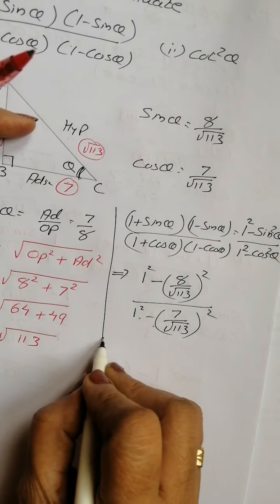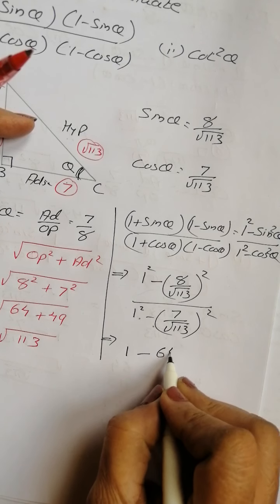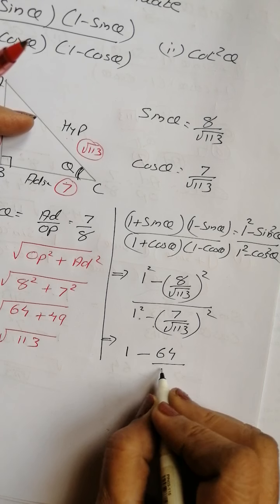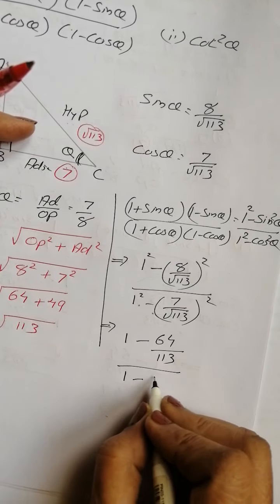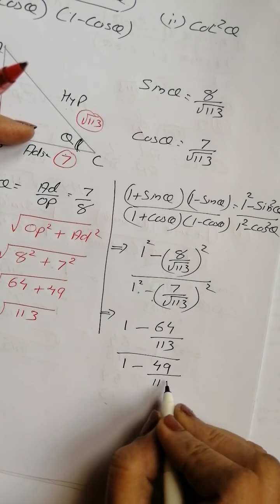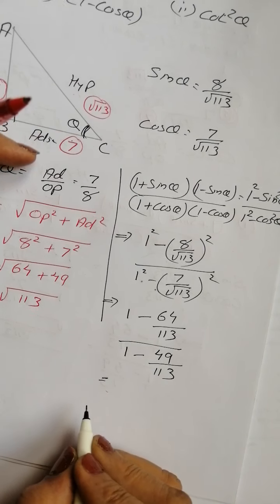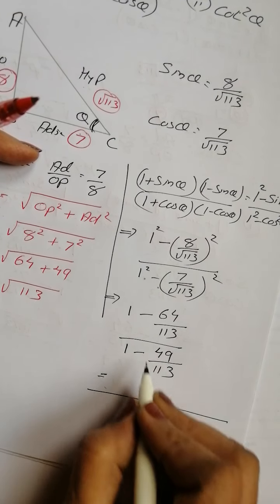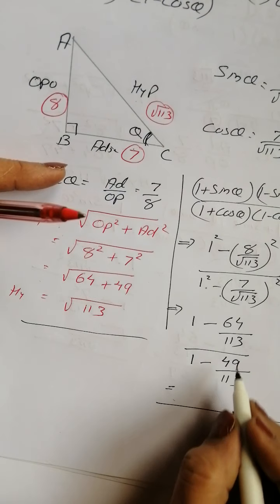Now open the square part. 1 square is 1, and 8 squared is 64 by root 113 square, which is 113. Then again 1 minus 7 square, which is 49 by root 113 square, which is 113. Got it? Now we will find the LCM part. How will you find the LCM part? I am taking the portion this side.